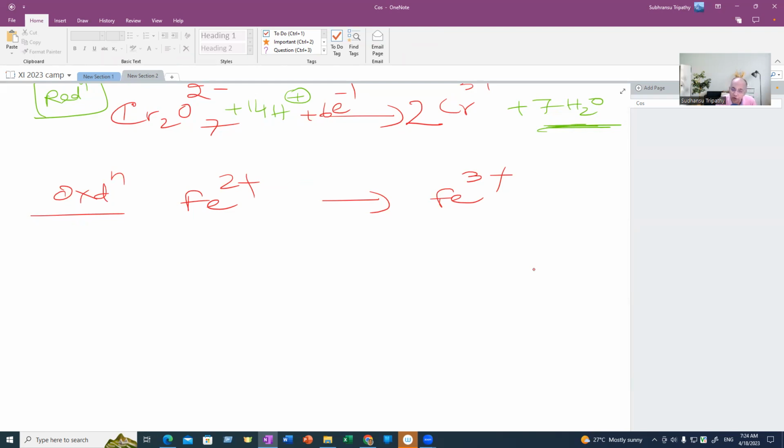You have to use the fourth step, that is equalization of charge, and since it is an oxidation process the electron will appear on the right side with a positive sign. It is the loss of electron.